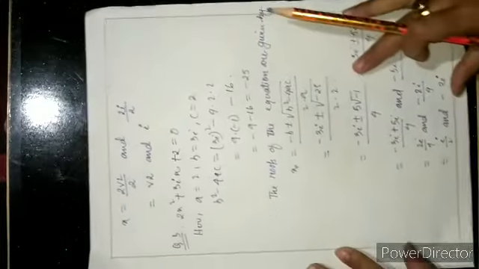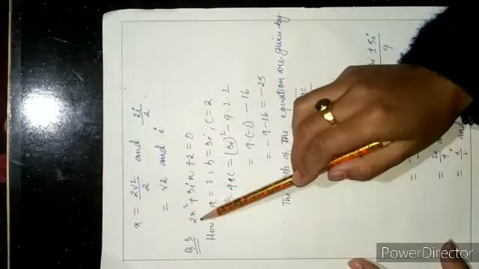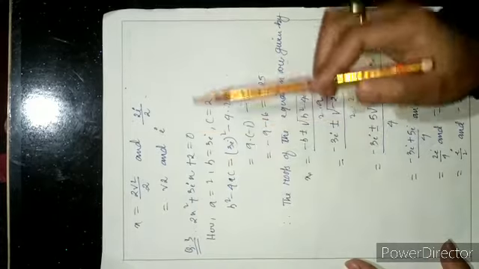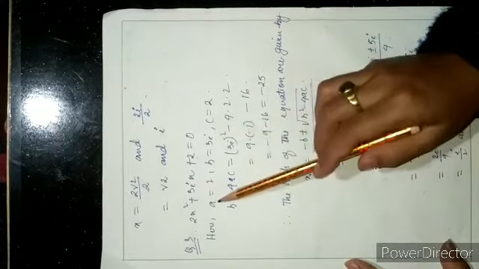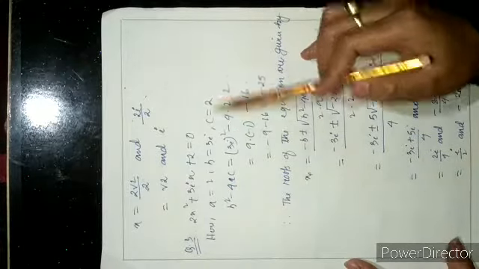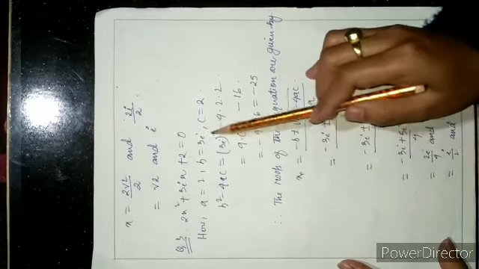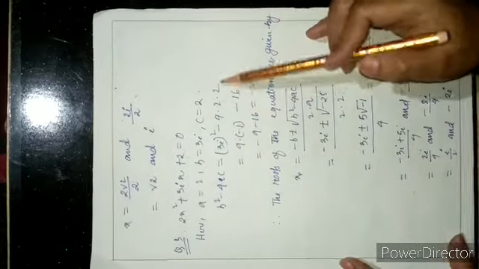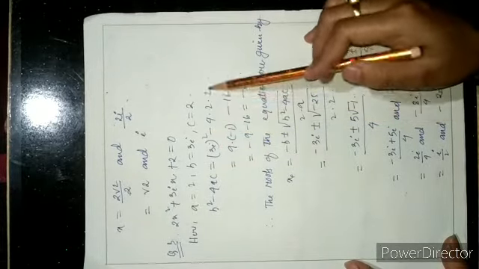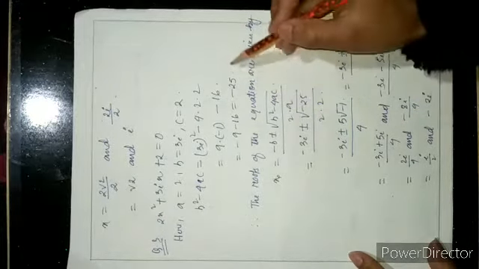Here the last question is question number 3, an extra question. The given quadratic equation is 2x square plus 3ix plus 2 is equal to 0. Write the values of a, b, and c. A is 2, b is equal to 3i, and c is equal to 2. Find the value of the discriminant b square minus 4ac. 3i whole square minus 4 into 2, 2. 3 square is 9, i square is equal to minus 1. 4 into 4 is 16. Minus 9 minus 16 is equal to minus 25.